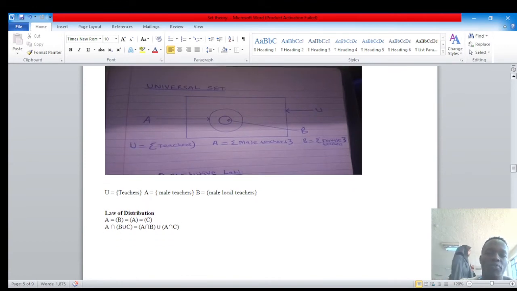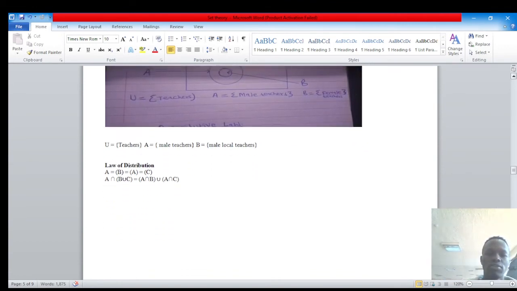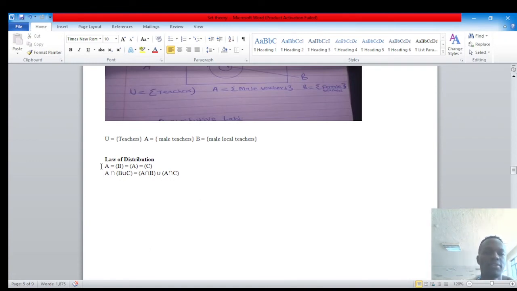We have the law of distribution. The law of distribution is defined by set A intersection, open the bracket, B union C, close the bracket, is equal to open the bracket, set A intersection B, close the bracket, union, open the bracket, A intersection C, close the bracket. So that's the law of distribution.